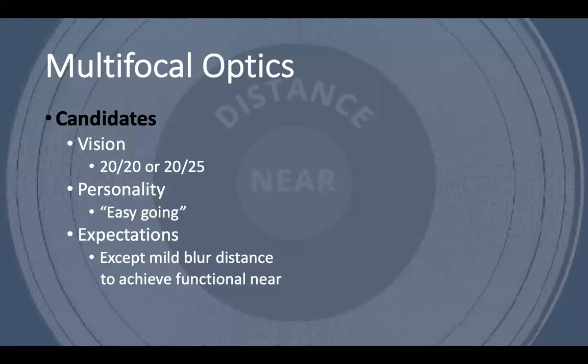The reason for that is that if they're already starting at 20/30 or 20/40 or worse, the compromise that we get with simultaneous vision will impede their functionality. La razón para esto es que cuando tenemos visión de 20/30 o peor, nos va a afectar también nuestra visión cercana.